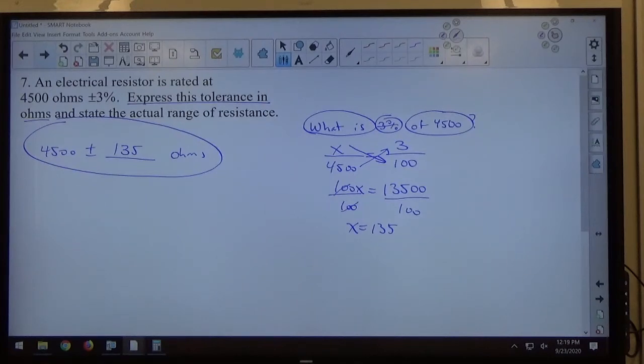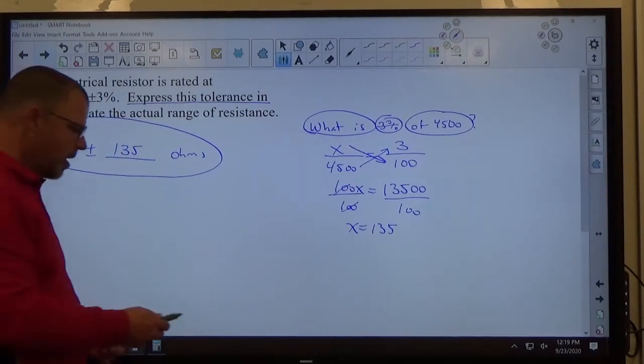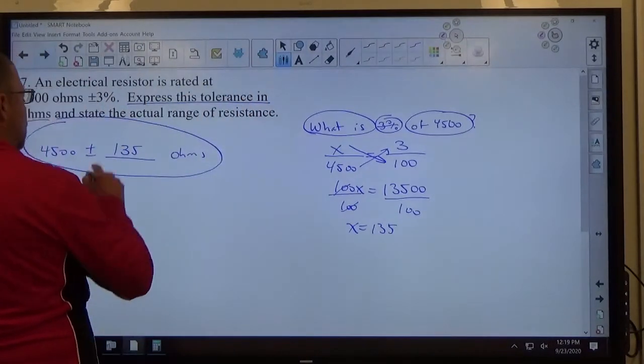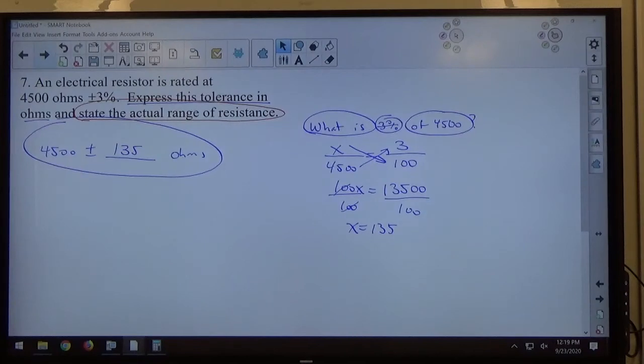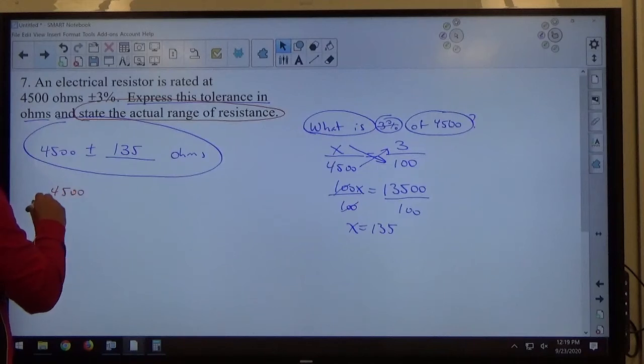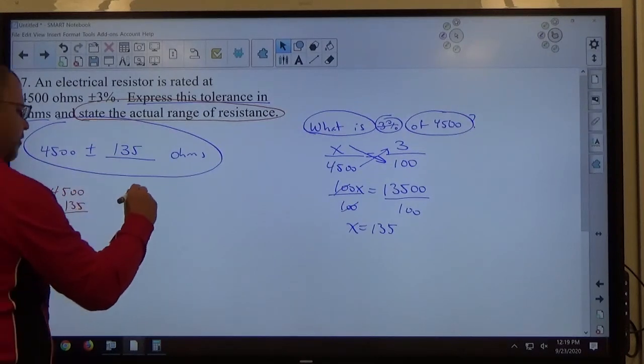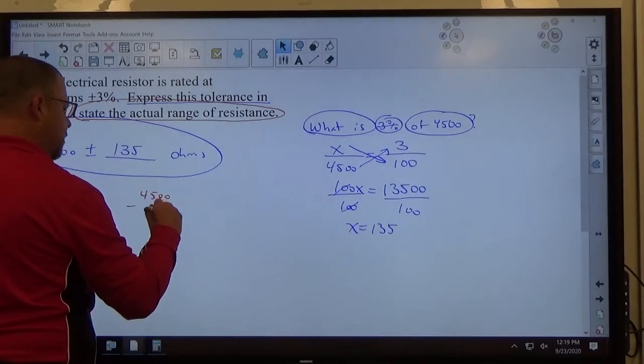Again, that's what that answer represents. So when you see the problem on the test, it wants to have the 4,500 plus or minus what the actual amount of ohms is. That's what that question is asking for. And then when it says state the actual range of resistance, all it's asking for is what's the biggest and the smallest number possible. So you're simply going to take the 4,500 and add 135, take the 4,500 and subtract 135.